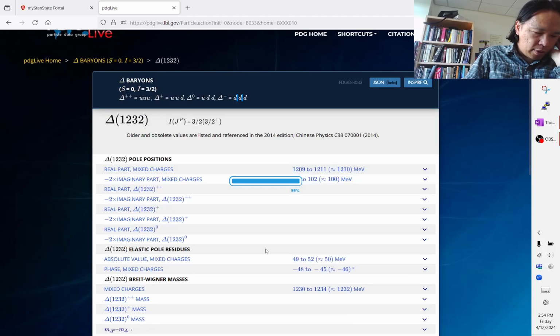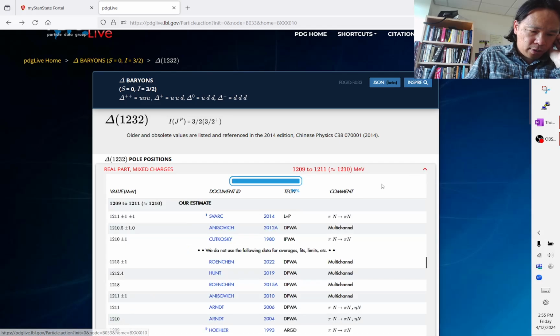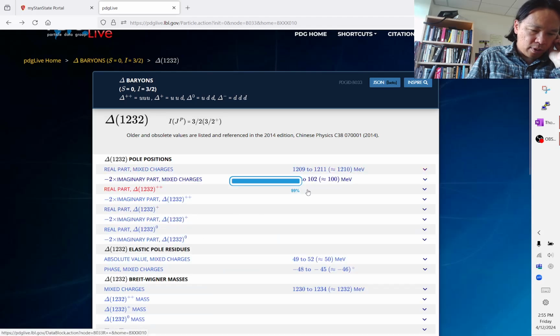The reason I want to show you guys this is that you have the mass here; the mass is in this number. The mass actually has a range to it. Some experiments will measure the mass at 1211 or 1210, whereas other experiments may measure it at a slightly higher mass.